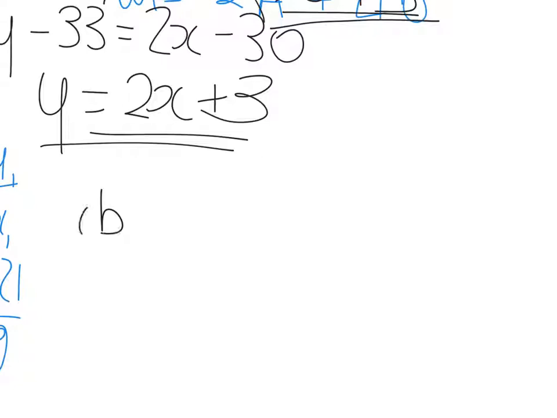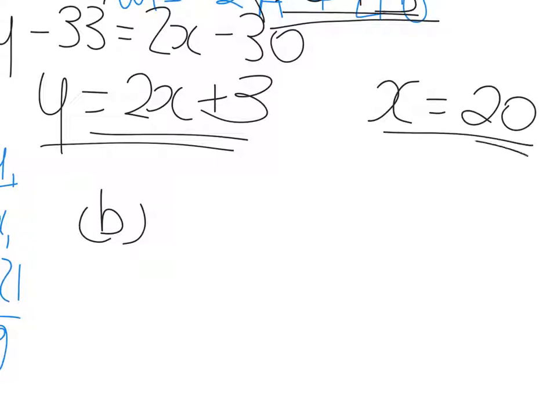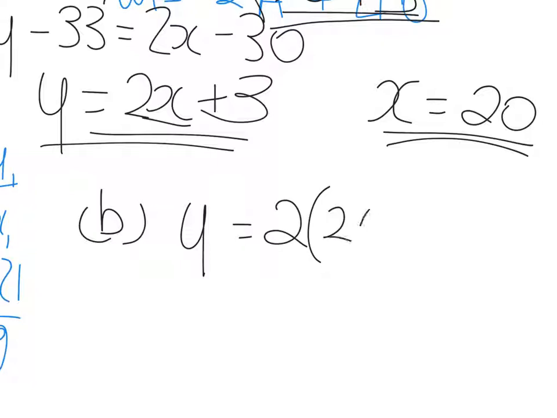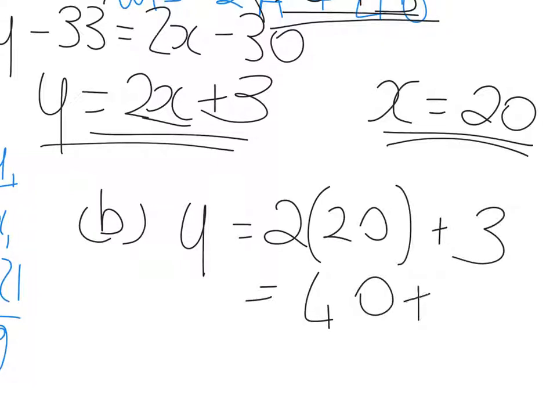Okay, part B is then use the equation to estimate the sports score if you've got a film score of 20. So the film score is related to your x movement. So a film score of 20, x equals 20. So the sports score will be, well, the rule is that you double the film score and add 3. So 2 lots of 20 plus 3, 40 plus 3, so we would estimate that the sports score would be 43.